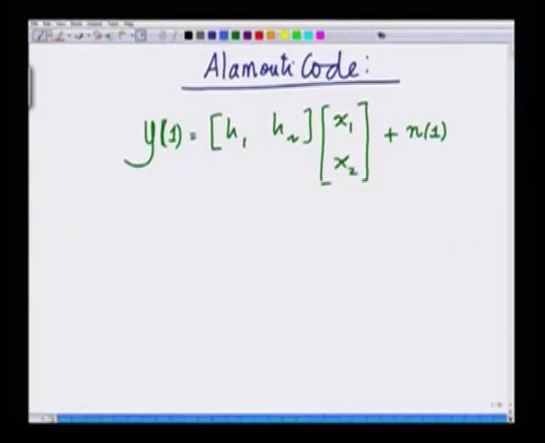Hello, welcome to another lecture in the course on 3G, 4G wireless communication systems. In the last lecture, we had started our discussion on the Alamuti code, which we said is a space-time block code designed for 1x2 MIMO systems, that is for one receive antenna, two transmit antennas.